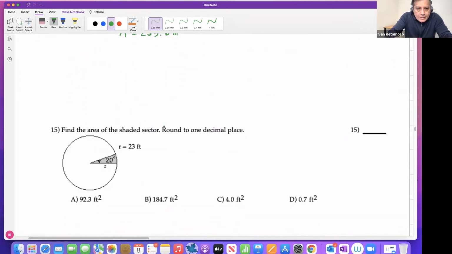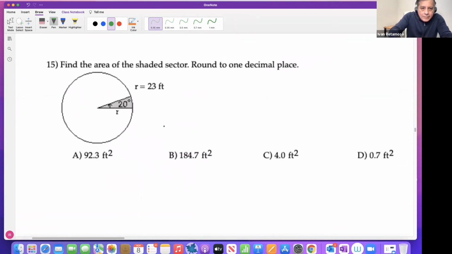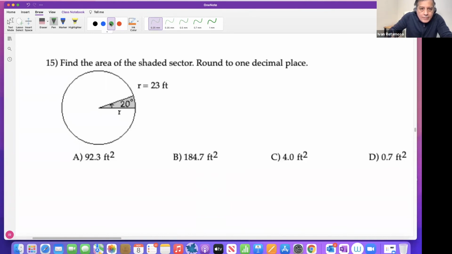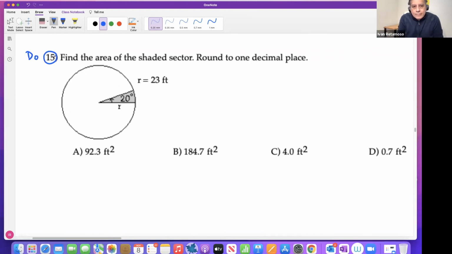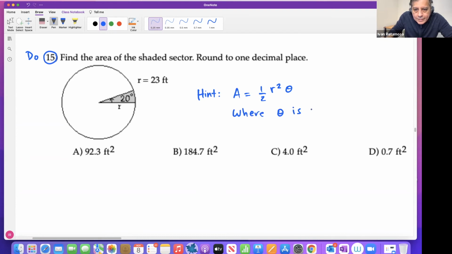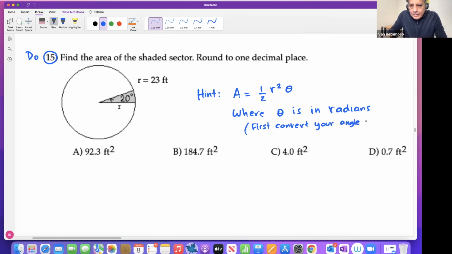Now, let's see the other one, number 15. Can you try this, guys? I'm gonna make it big enough so you can all see. Yeah, very good. Try to do this now. Hint, as usual: area is equal to 1/2 r squared times theta, where theta is in radians. Notice here the angle is given in degrees, it is 20 degrees. You have to convert the angle first to radians. Convert your angle to radians.